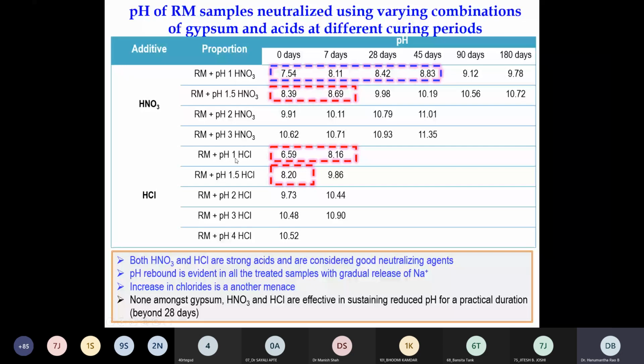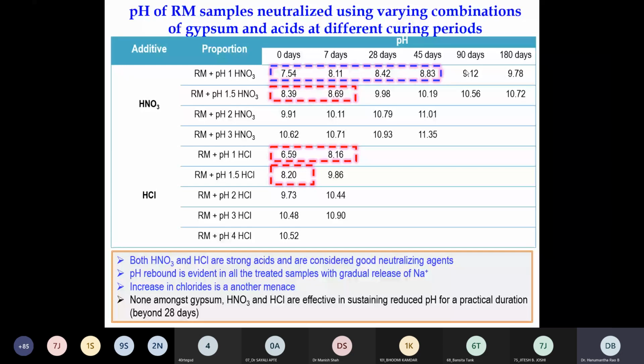When you add HNO3 equivalent to pH 1, it successfully reduced the pH from above 11.5 to 7.54. So 7.54 is an acceptable range. But since we are dealing with waste material, it is our responsibility to check whether the same thing is sustained for the long term, or is there any reversal in the pH? Here you can see there is a pH reversal that has happened, and after 45 days, it has exceeded the acceptable range of 8 to 9.